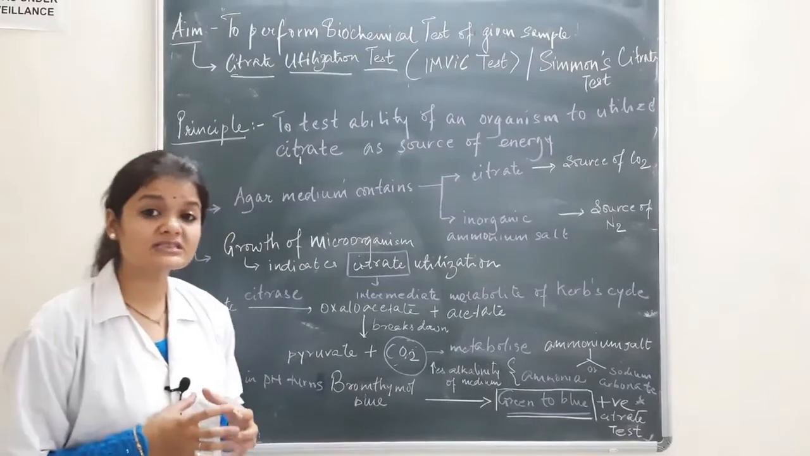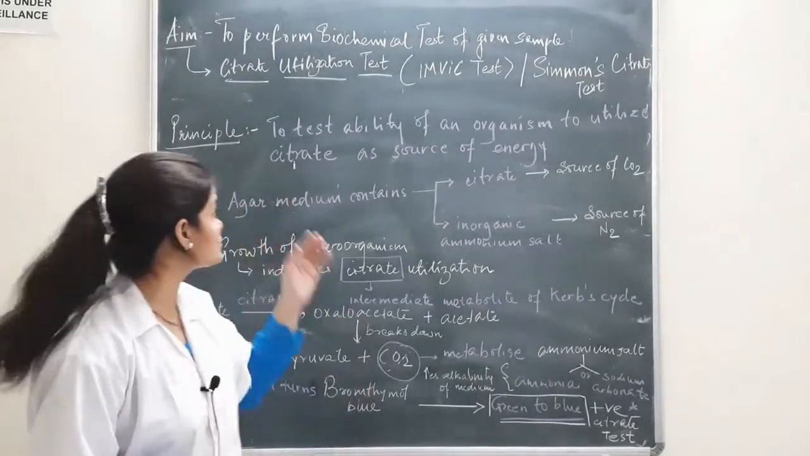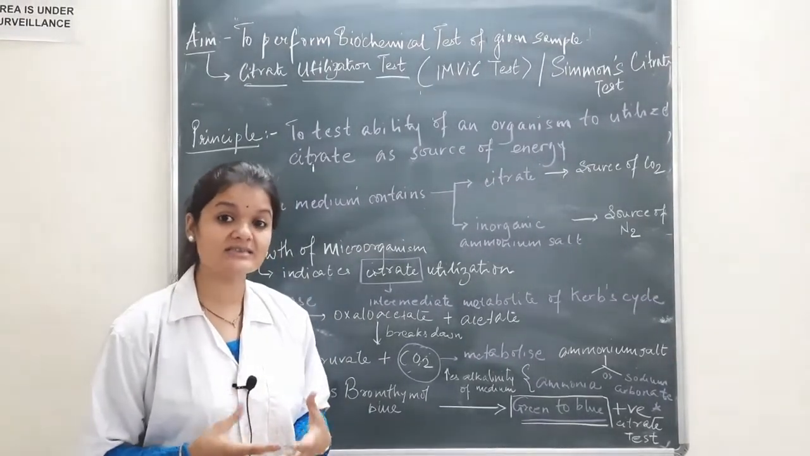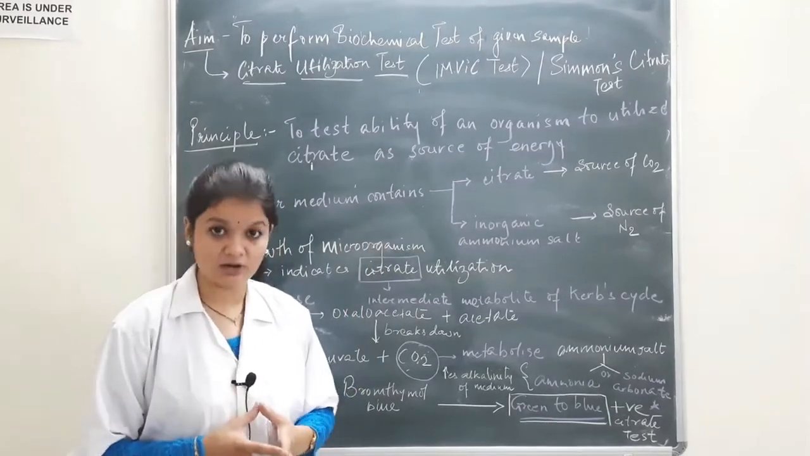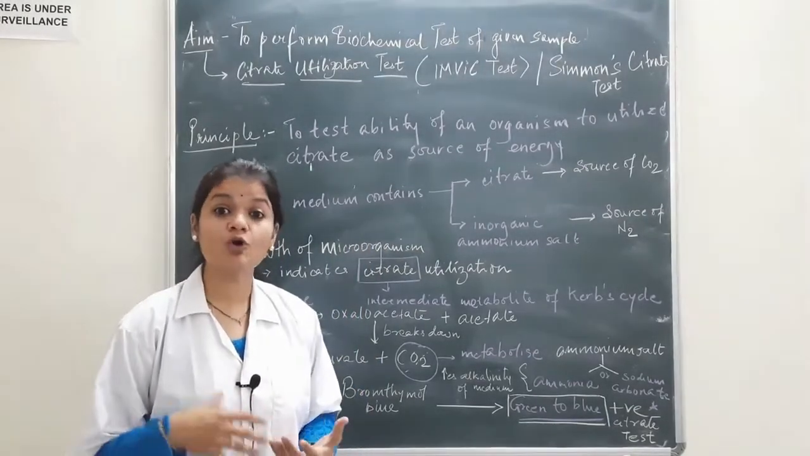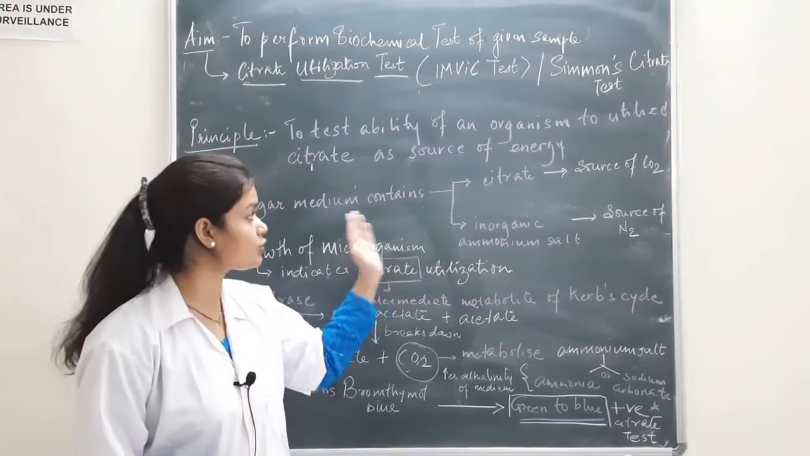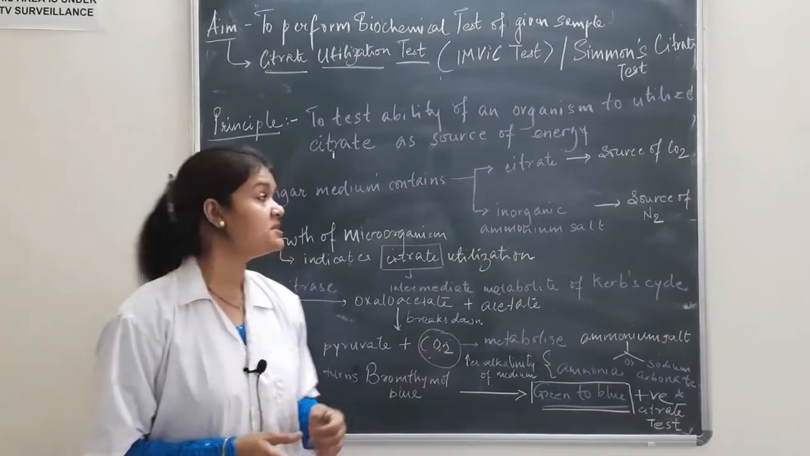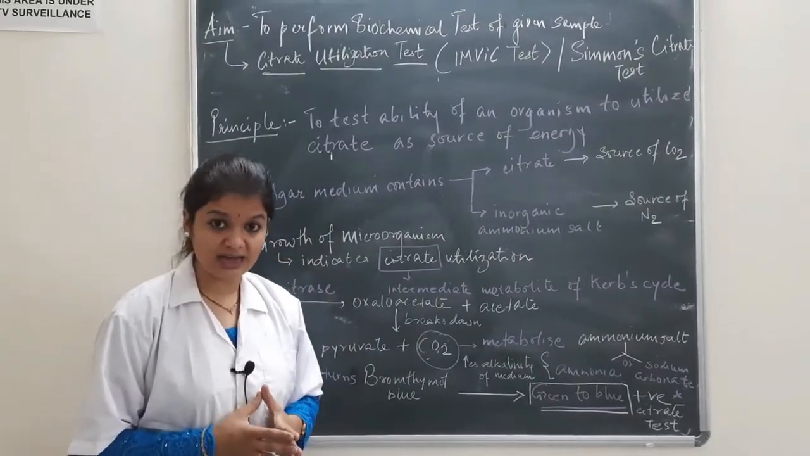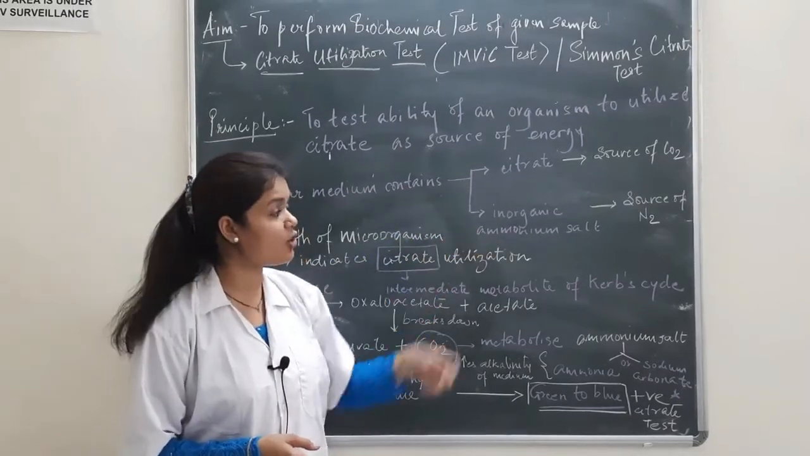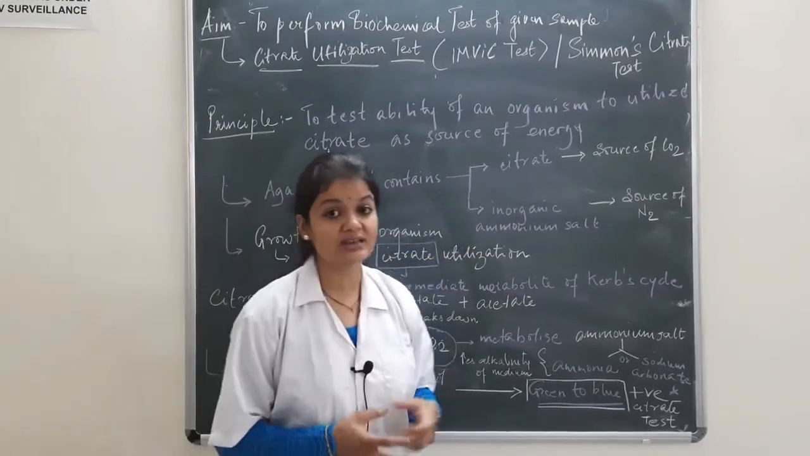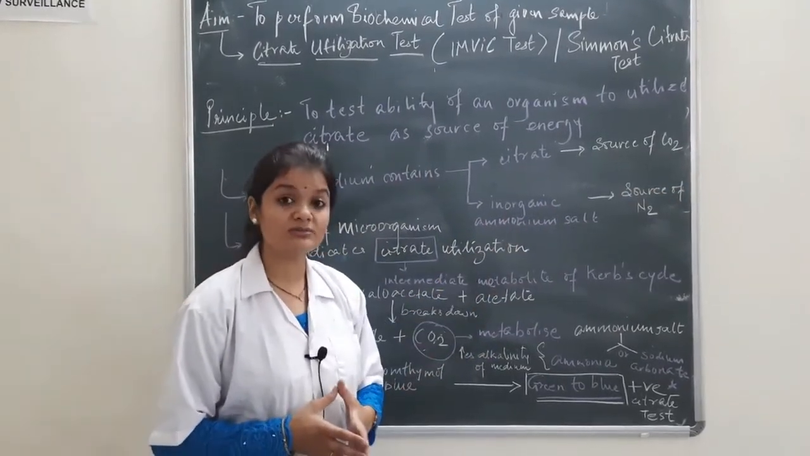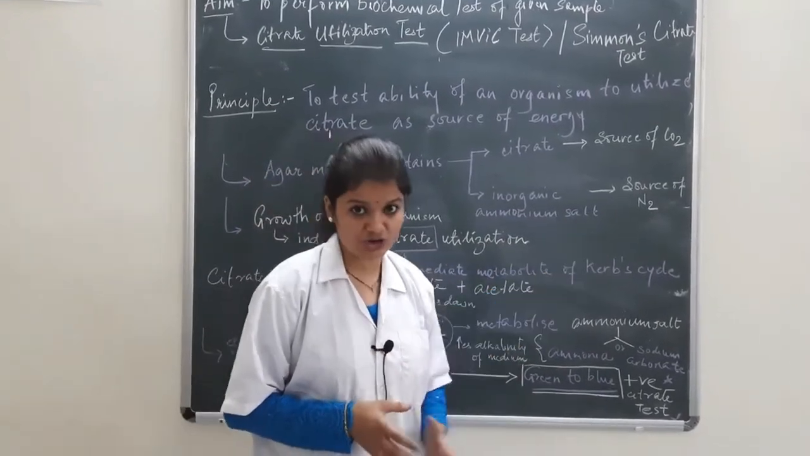Now, what is the principle and why we need to do this? First of all, the principle is the ability of the microorganism to utilize citrate as a source of energy. They utilize it for growth. So if the microorganism grows, it also indicates that it has utilized the citrate. The agar medium which we have utilized contains two things, that is citrate and inorganic ammonium salt. The citrate is the source of energy and carbon, and the inorganic ammonium salt is the source of nitrogen.